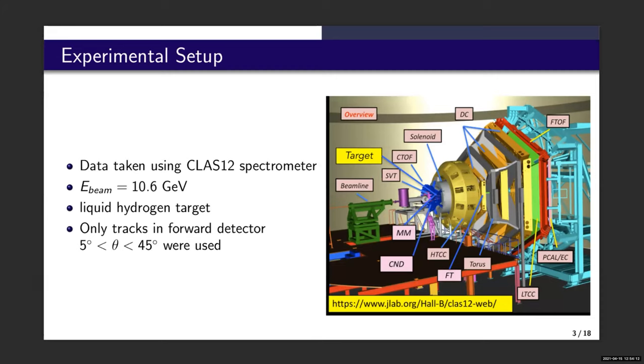This is a picture of the CLAS12 detector schematic. The data was taken using the forward detectors, the drift chambers, which go from 5 to 45 degrees. We did not include the central detector because that is not ready yet for the production. The beam energy was 10.6 GeV, and we used a liquid hydrogen target.